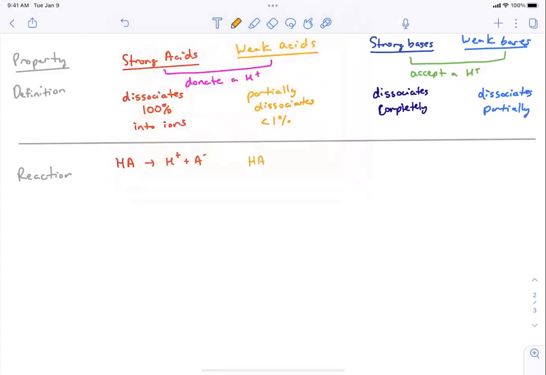A weak acid gets the double arrows because it does not dissociate completely. So there is a large amount of HA and very little amount of H plus and A minus in your solution.